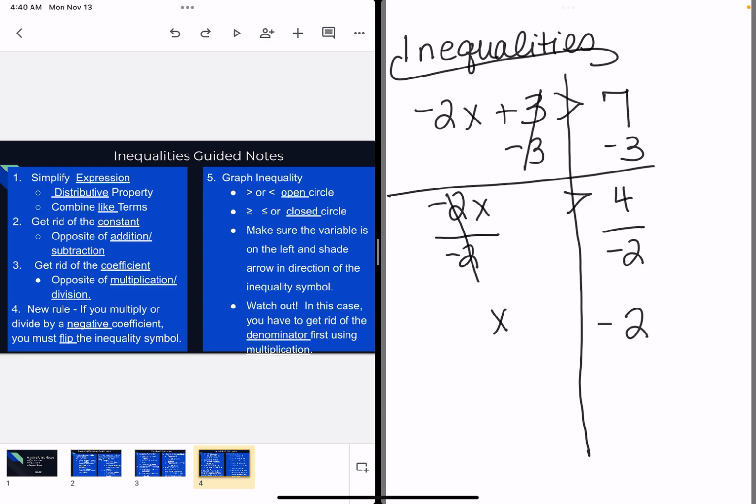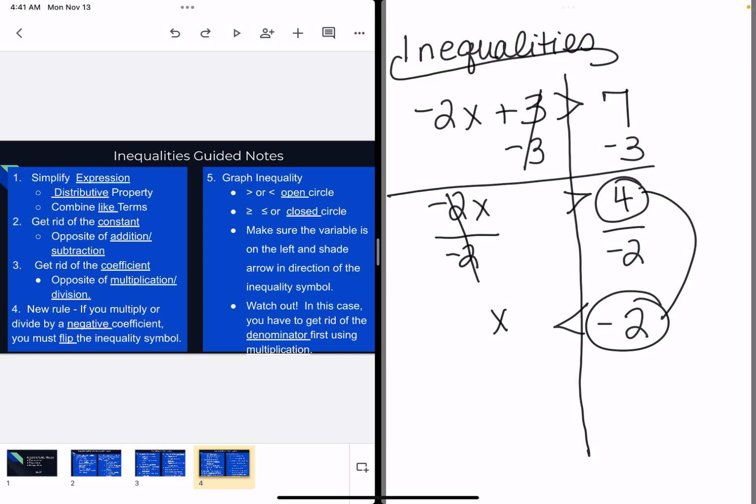There is a new rule. Look at number 4. If you multiply or divide by a negative coefficient, which we just did, we divided by negative 2, you must flip the inequality symbol. What I mean by that is it was greater than, it becomes less than. The reason we did that is we went from the positive side, positive 4, to the negative side, negative 2. So we went from one side of the number line to the other side. So when you're dividing or multiplying by a negative coefficient, you must flip the direction of the inequality symbol. So that's what that means.